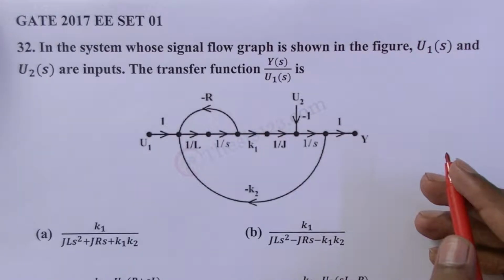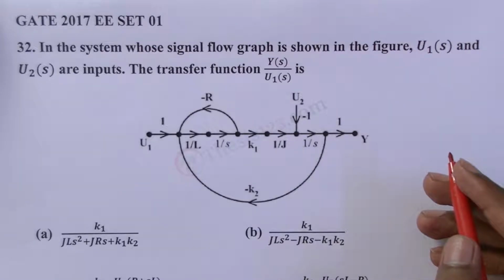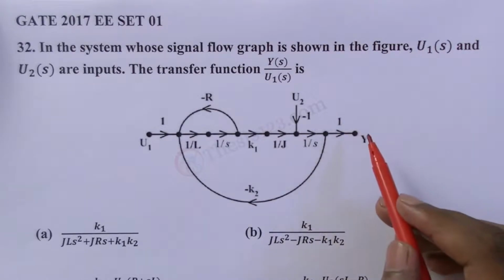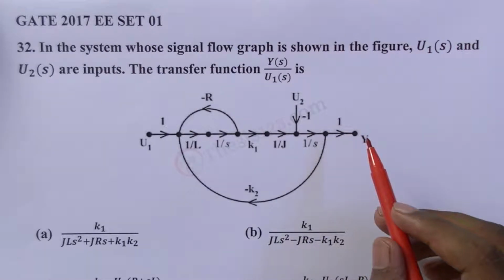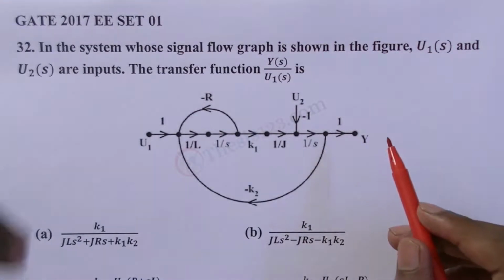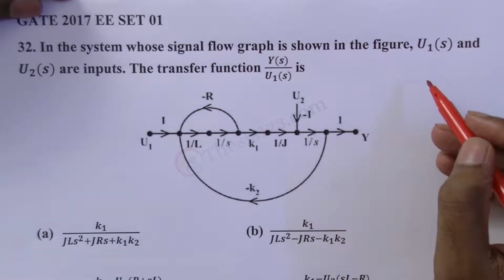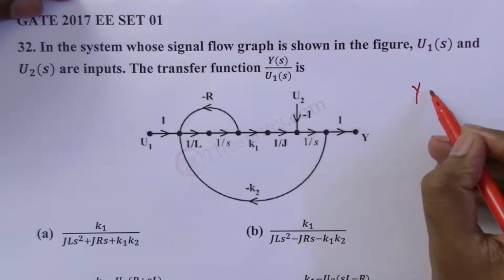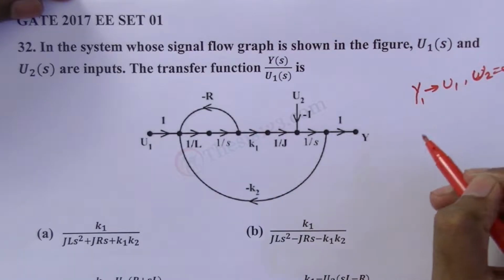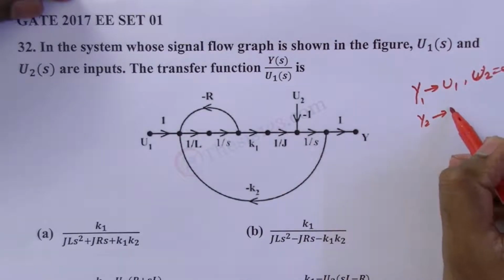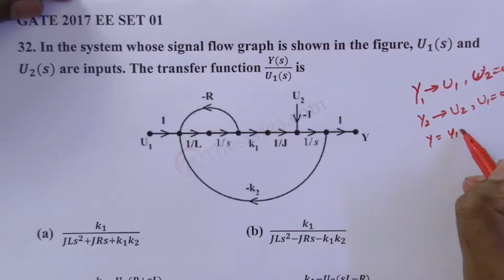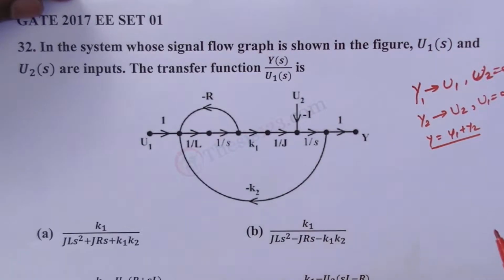If it is a linear system, it obeys the superposition principle. The superposition principle states that the total response of any system having a number of inputs will be the sum of the individual responses due to the individual inputs. That means the total response is the response Y1 due to U1 when U2 is made 0, plus the response Y2 due to U2 when U1 is made 0. Total response Y equals Y1 plus Y2. This is the superposition principle.